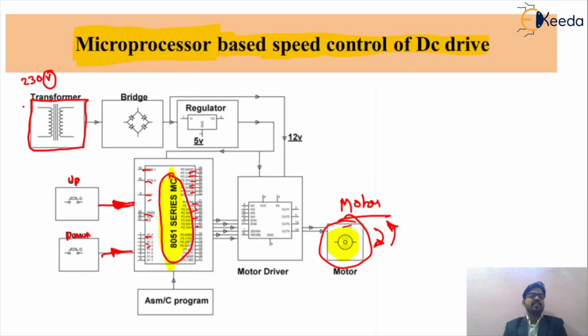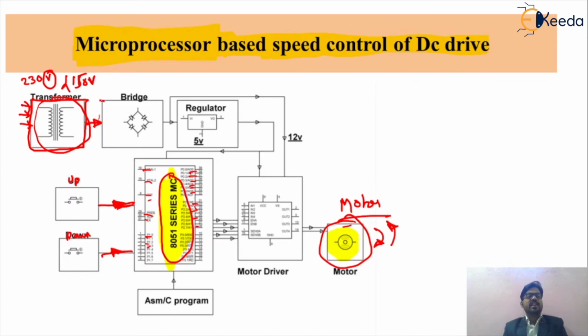So basically, the 230 volt AC supply will now be converted into a 15 or 12 volt AC supply by means of the step down transformer. This step down transformer will step down the voltage level to 15 volts, or basically 110 volts.